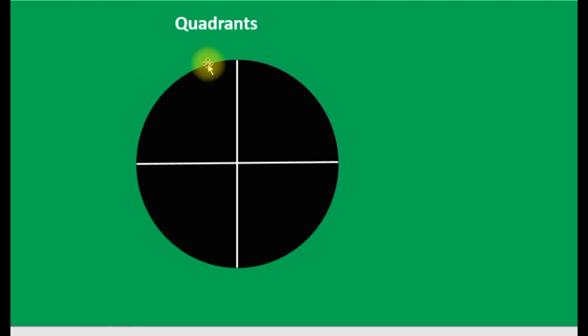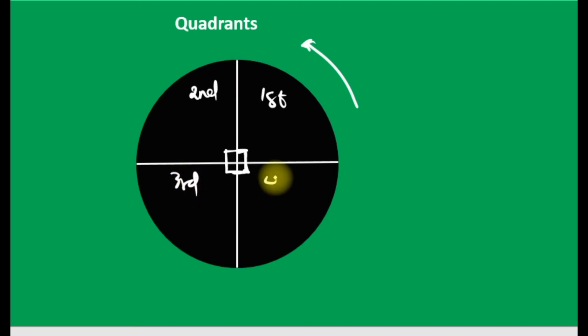Quadrants. We have 4 quadrants. We move anti-clockwise, in this direction. Remember, this is a circle, so each quadrant spans 90 degrees. This is the first quadrant, this is the second quadrant, this is the third quadrant, and this is the fourth quadrant.